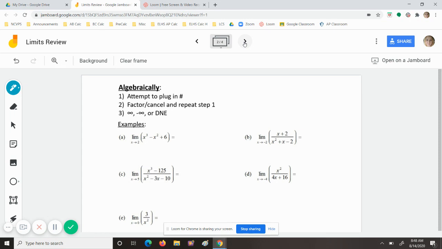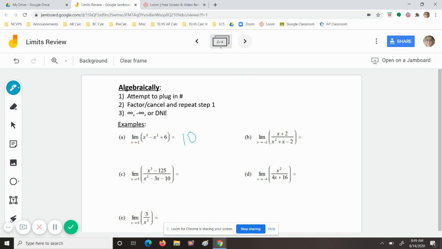Example A is a nice one because we have just a regular polynomial, so we can easily plug in the number. If we plug in, limit as x approaches 2, so we're going to plug in 2. 2 cubed minus 2 squared plus 6 is going to give us 10. 8 minus 4 plus 6. So again, we like those. Those are easy when we can just plug in and evaluate.